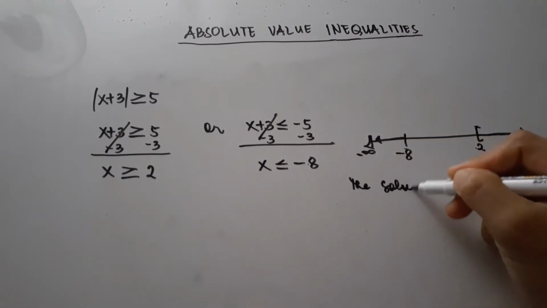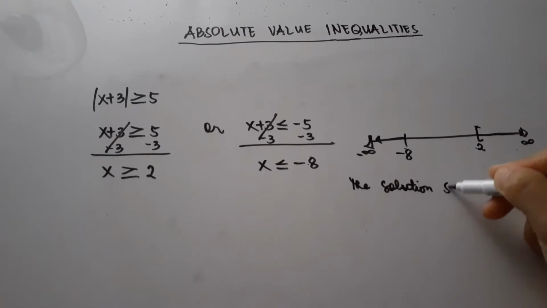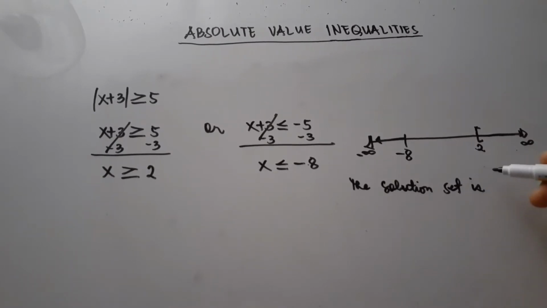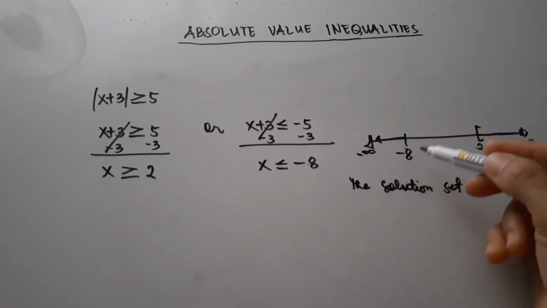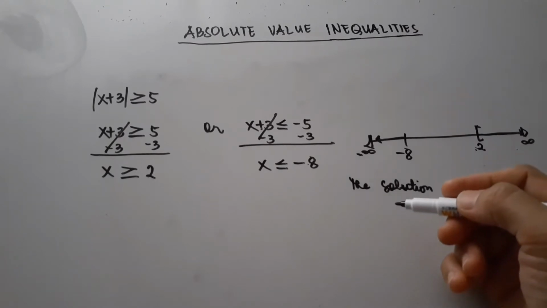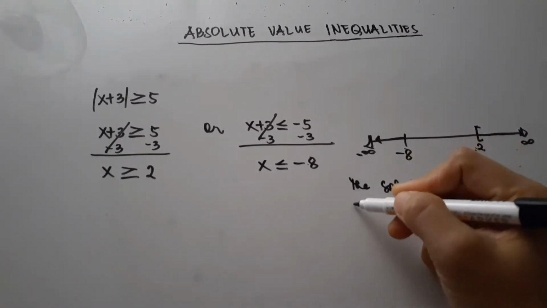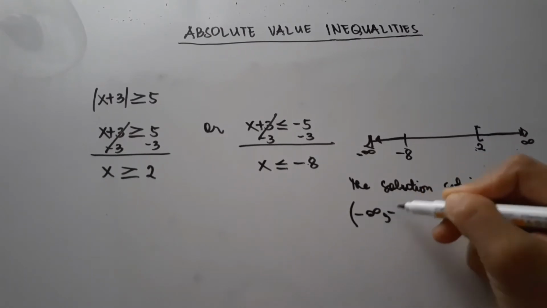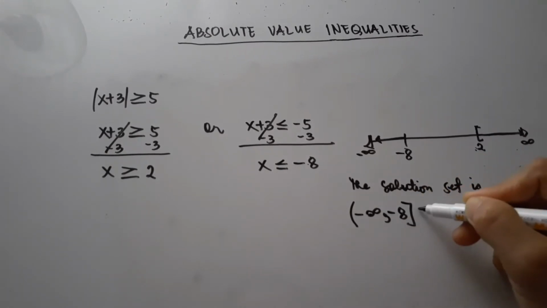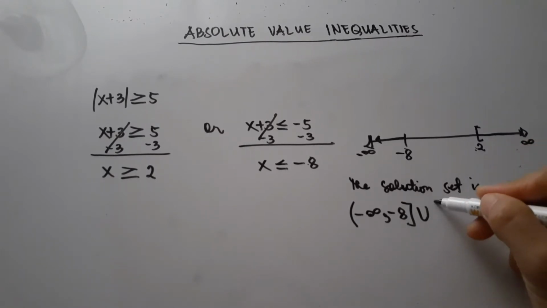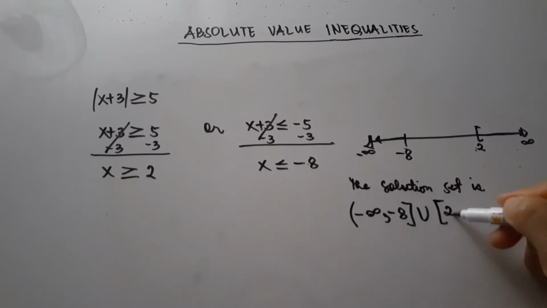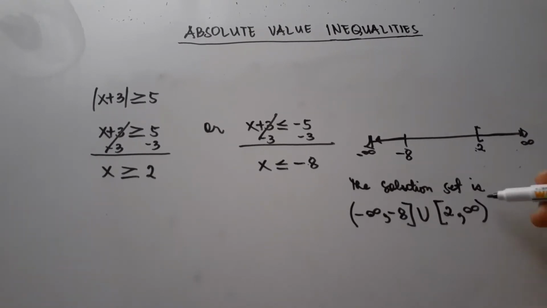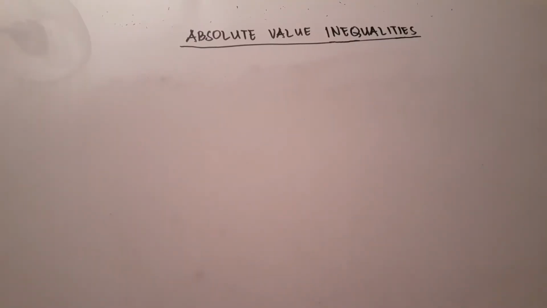So in interval notation, the solution set is the open interval from negative infinity to negative 8, closed at negative 8, union with the interval from 2, closed, to positive infinity, open. We can see that here is the answer.